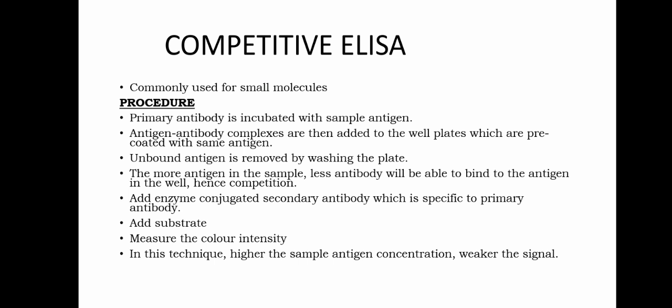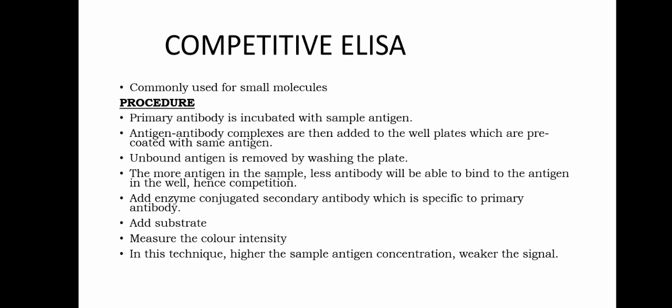The more antigen in the sample, the less antibody will be able to bind to the antigen in the well, hence the competition. Because if the antigen in the sample is higher, a major part of the antibodies bind with that antigen, so that there is no antibody to bind with the antigen on the microtiter well, so there occurs a competition among them. And after that, add secondary antibody which is conjugated with the enzyme and which is specific to the primary antibody. Then add substrate and measure the color intensity.